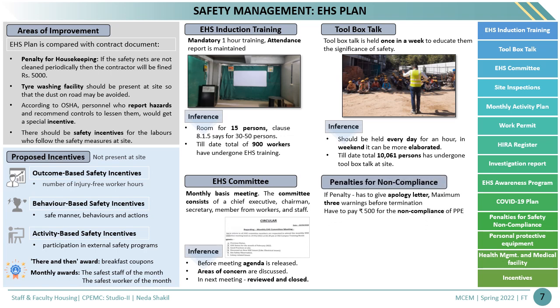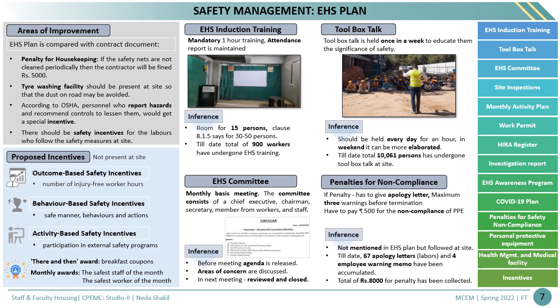Next is the penalty for non-compliance. If there is any penalty, they have to give an apology letter, and there are a maximum of 3 warnings before termination. And if there is non-compliance of PPE, they have to pay rupees 500. It is not mentioned in the EHS plan, but it is followed at the site. Till date, 67 apology letters and 4 employee warning memos have been collected. A total of rupees 8,000 for penalty has also been collected.